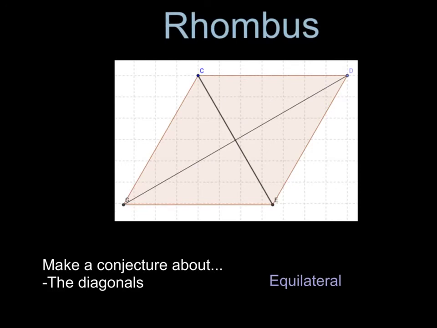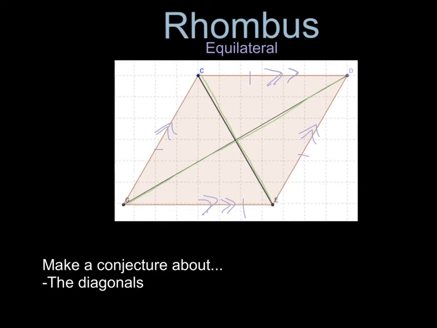A rhombus is a type of parallelogram, so we have parallel sides, but it is also an equilateral parallelogram. So all four sides are congruent. Like parallelograms, there are some other properties. I wonder if you notice anything about these diagonals that you might want to jot down, something you think might be true that we can investigate further in class.